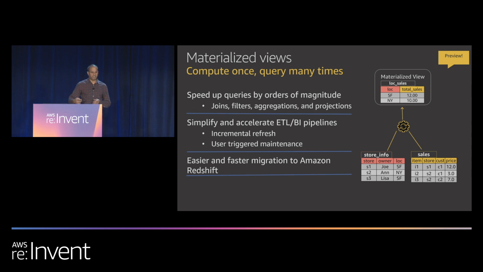When the base table changes underneath, Redshift is able to incrementally refresh the materialized views. And for now, the maintenance of the materialized view, in terms of how often it is refreshed, is user-triggered or user-controlled. So if you loaded a lot of data, you can call the refresh command and refresh your materialized view. Creation of a materialized view is very simple, similar to how you create a view. You add the keyword materialized, and you create a materialized view over a complex query. So this makes migration to Redshift easier.